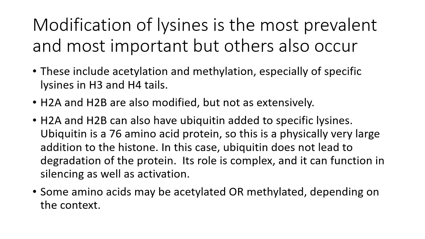The most important ones, most extensively modified ones rather, are the H3 and H4 tails. H2A and H2B can also be modified, but are also likely to have ubiquitin added to specific lysines. Okay, ubiquitin is a 76 amino acid protein, so this is a huge, enormous, actually, addition to histone protein if you consider the histone protein itself is less than 200 amino acids. So remember, some amino acids can be acetylated or methylated depending on the situation.